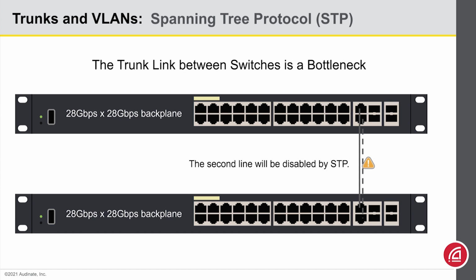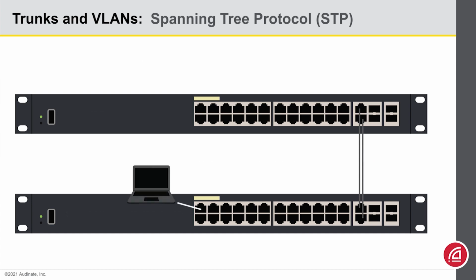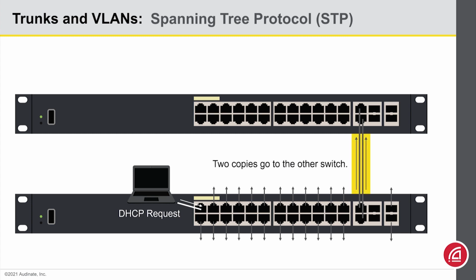Let me show you. Let's suppose we plug in a laptop and it's set to automatic IP configuration. So the laptop will start by sending a DHCP request, which is a broadcast message. It will go to every port on the switch. Not only does it go to every network device on this switch, but it goes to the other switch as well. In fact, it goes there twice.